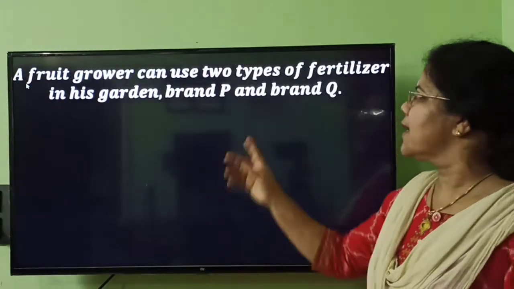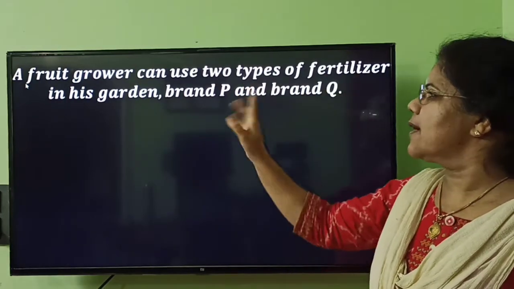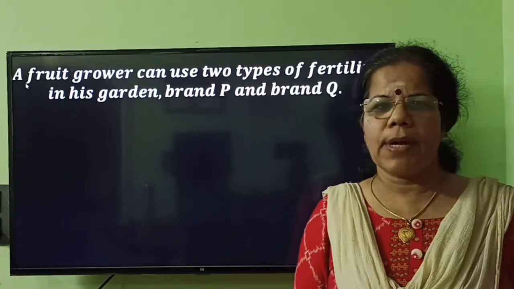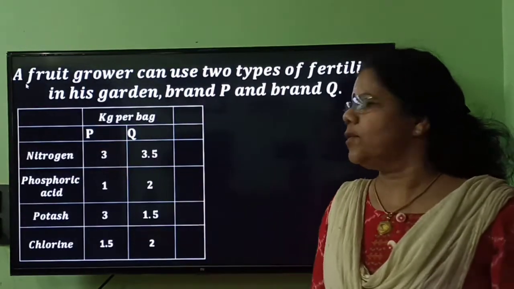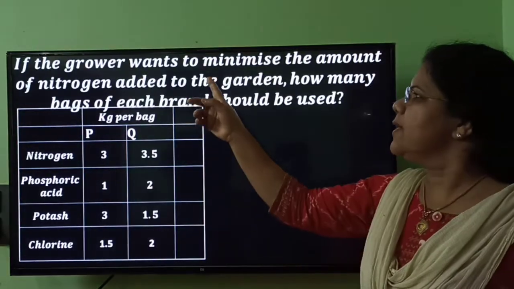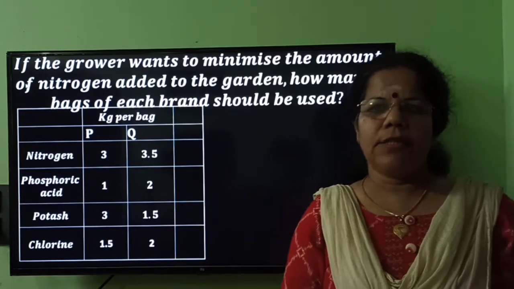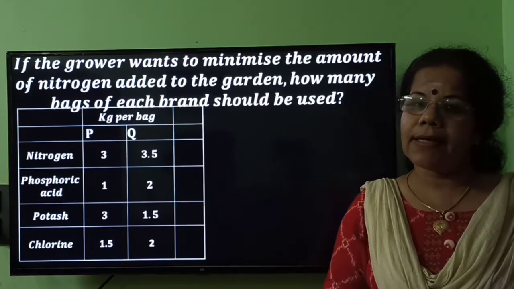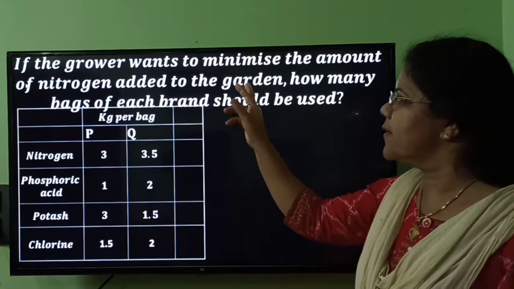First, a fruit grower can use 2 types of fertilizer in his garden, brand P and brand Q. The next thing, the table is given for the 2 brands P and Q. Then the question is: if the grower wants to minimize the amount of nitrogen added to the garden, how many bags of each brand should be used? So we will start from here.